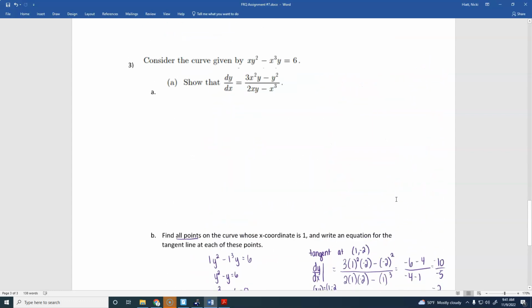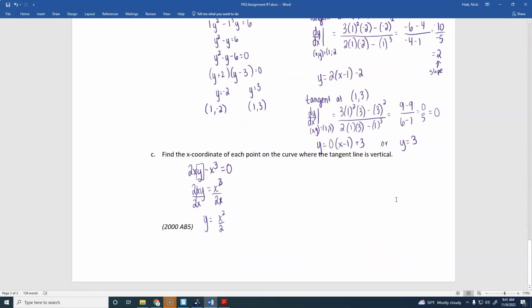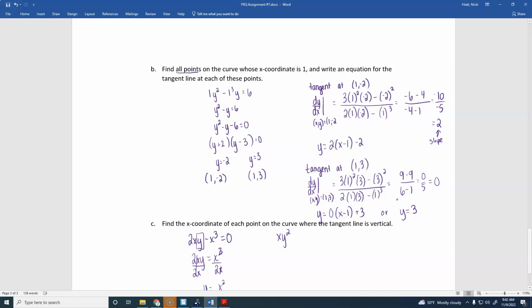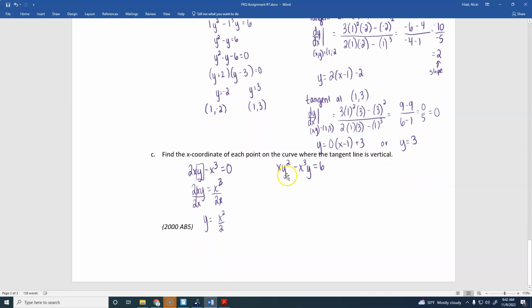And that original equation was xy squared minus x cubed y equals 6. So I know that that has to be true. I know that this has to be true, so I can substitute here. I'm going to plug these in for my y's. So I will have, and in fact, it might be easier to think of that as 1/2 x squared. It doesn't really matter. I'll stick with x times (x squared over 2) squared minus x cubed times x squared over 2 equals 6.